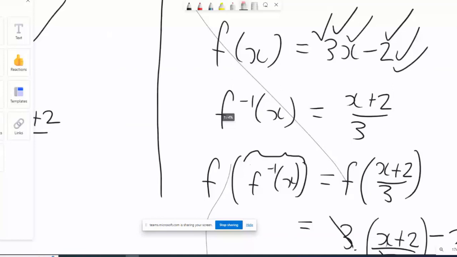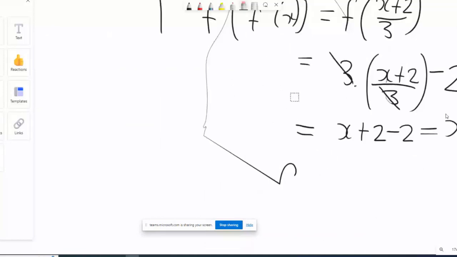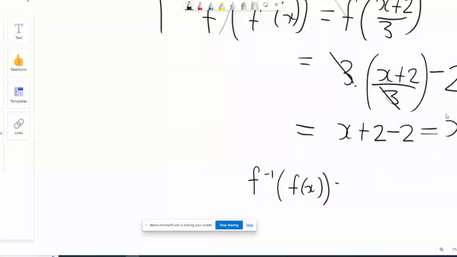By the same token, you can also let f inverse act on f. So we'll do this in a bit of detail, hopefully next week. If f inverse acts on f, and you can try this, it must also give you x. We did it one way, okay?